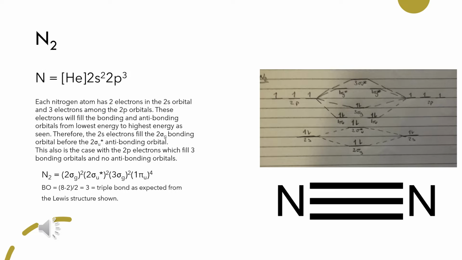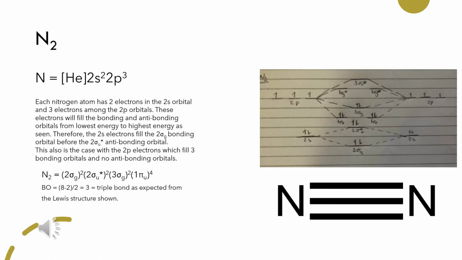The electron configuration of the dinitrogen molecule will be a combination of the two nitrogen atoms sharing electrons in the sigma and pi bonding and anti-bonding orbitals. Since each nitrogen atom has two 2s electrons, the 2 sigma g bonding orbital and the 2 sigma u star anti-bonding orbital will be filled with 2 electrons each. These will cancel out, and as a result the bond order at this point will be 0.